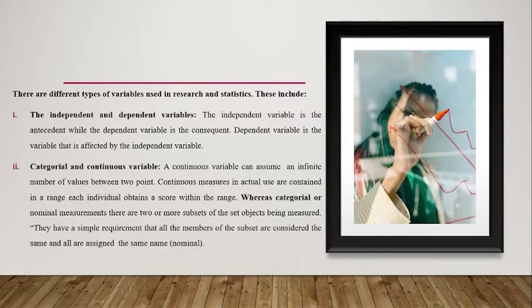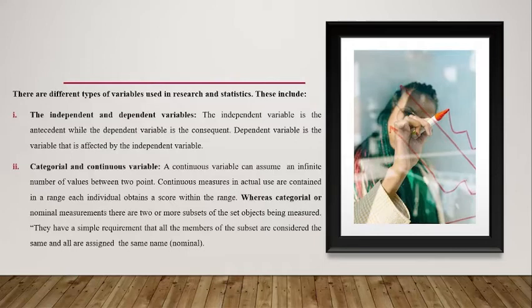The dependent and independent variables are those variables which are used in order to know the effect of one variable on another variable. Often, a change in the independent variable causes a change in the dependent variable. So, the independent variable is the antecedent while the dependent variable is the consequent. The dependent variable is the variable that is affected by the independent.